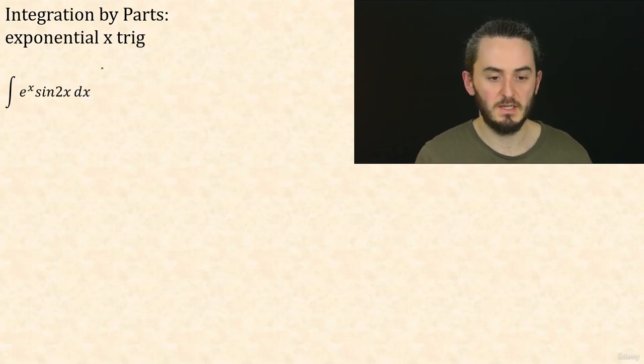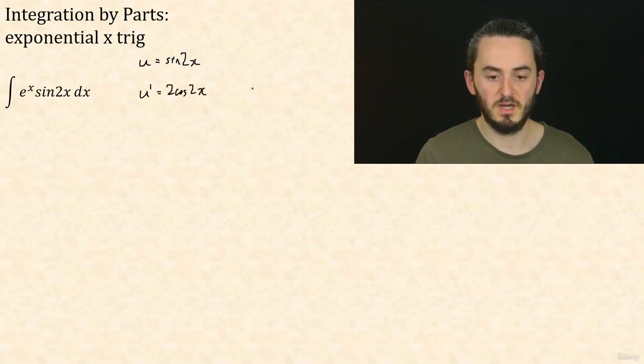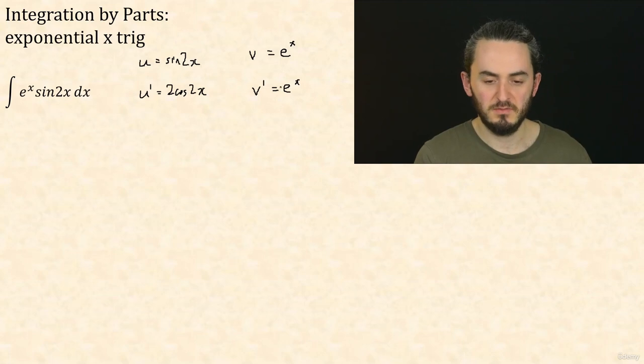Just pick either trig or exponential to be your u throughout and stick with that. So I'm going to set trig to be my u and exponential to be my v. So my u is going to be sine 2x, and therefore my u dash is 2 cos 2x, and my v dash is going to be e to the x, and my v is therefore e to the x. I often pick the exponential one to be the v dash because it's so easy to integrate.